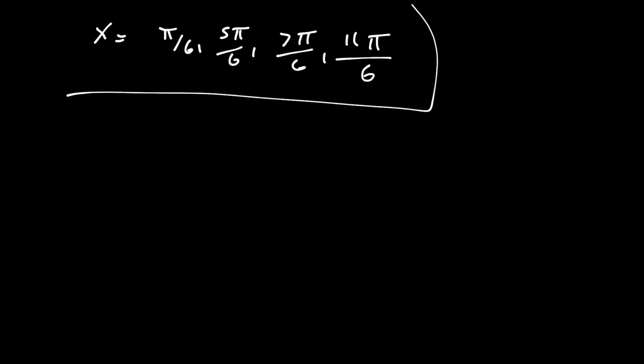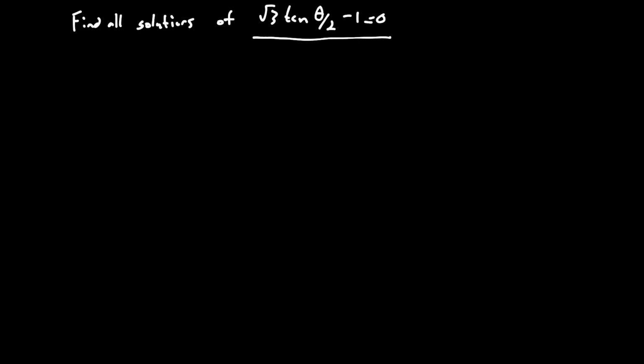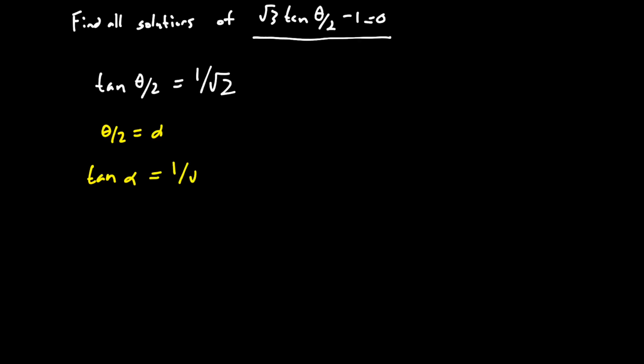Let's look at one more example. We want to find all solutions of the square root of 3 tan theta divided by 2 minus 1 is equal to 0. And first we want to go ahead and isolate our tan theta divided by 2. Doing so gives us that tan theta divided by 2 is equal to 1 divided by the square root of 3. Set our theta divided by 2 equal to alpha. Then we want to solve tan of alpha is equal to 1 divided by the square root of 3. Oops, I made a small mistake. This should be the square root of 3, as should this one.